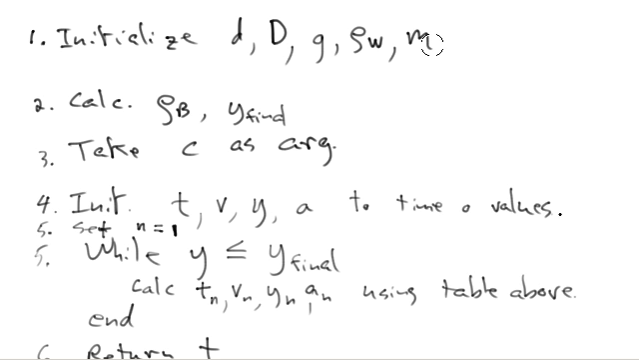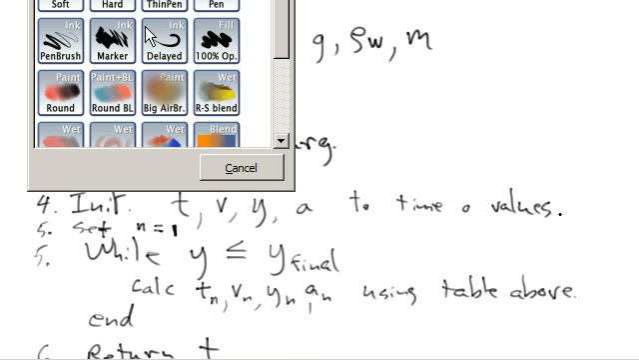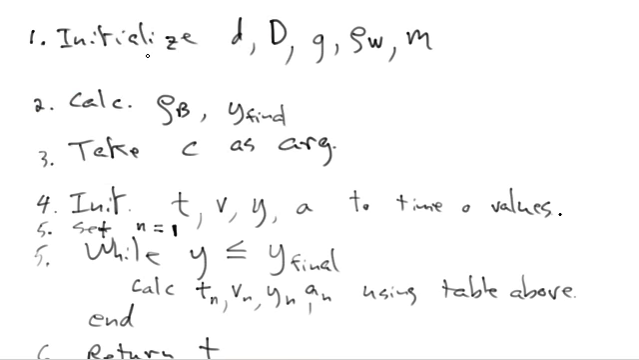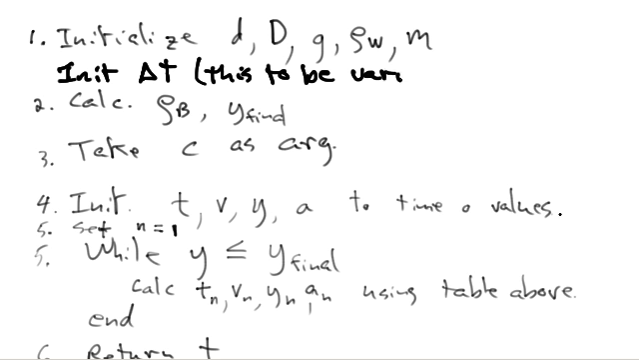Then what else do we have? That takes care of that. Calculate all this stuff. I'm going to initialize delta t as well. So let's get that in there. I go init delta t is to be varied.